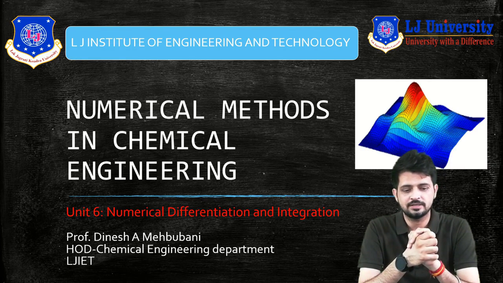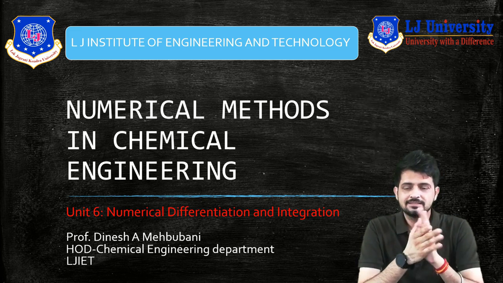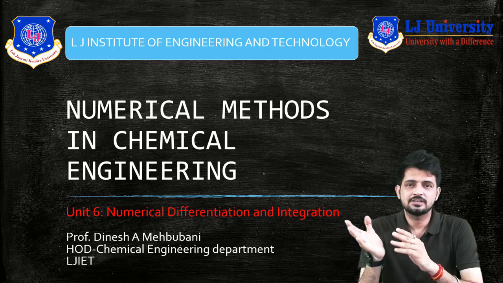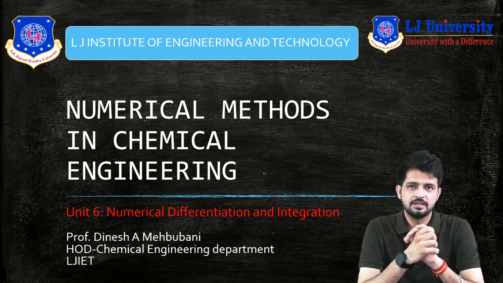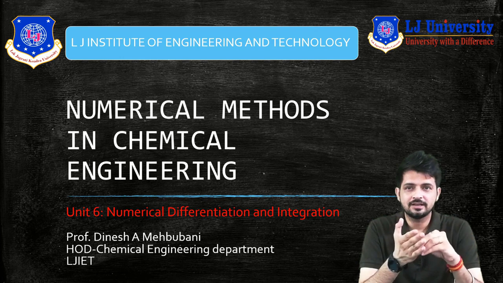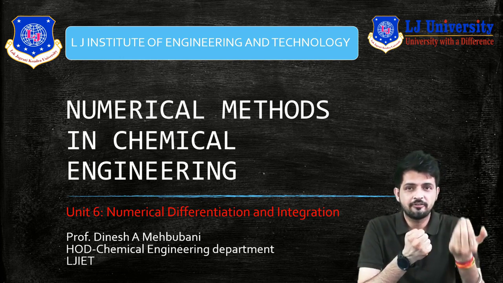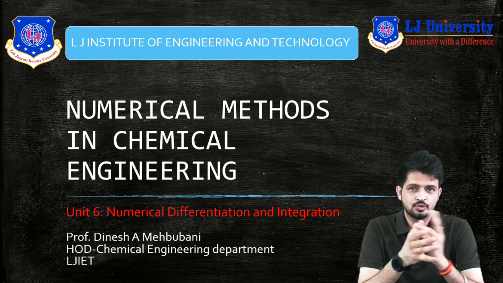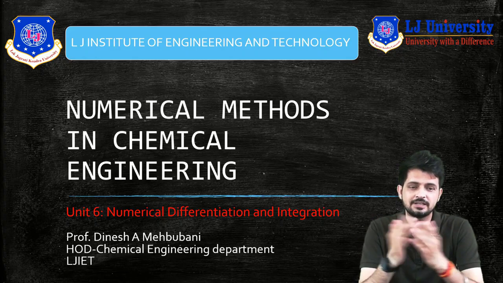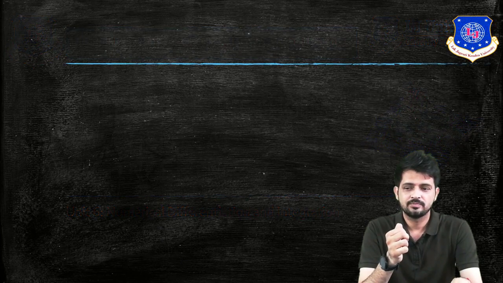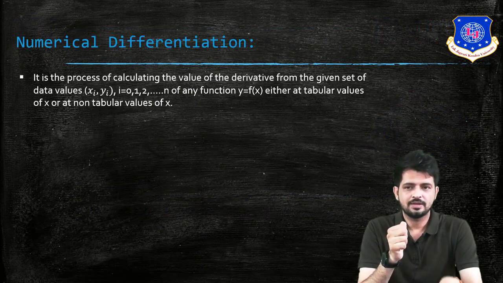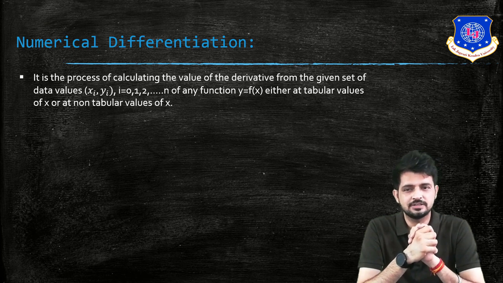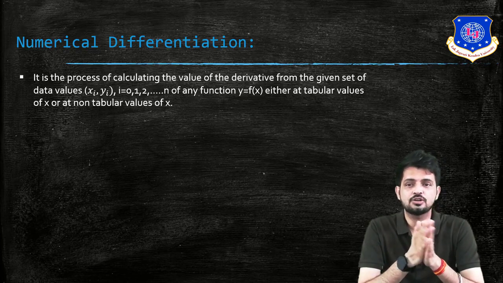Okay, see what is the basic difference in the normal differentiation and the numerical differentiation. In normal differentiation, it was compulsory that the function should be continuous. The function should be continuous, but here we can find the differentiation of the discrete function also. So this is the basic difference between the normal differentiation and the numerical differentiation. Okay, let us first of all define the numerical differentiation. It is the process of calculating the value of the derivative from the given set of data values.